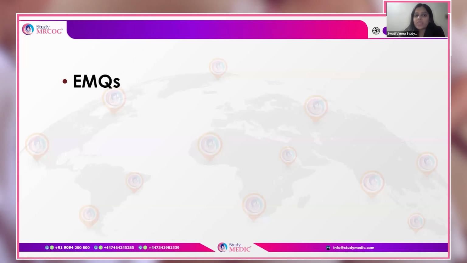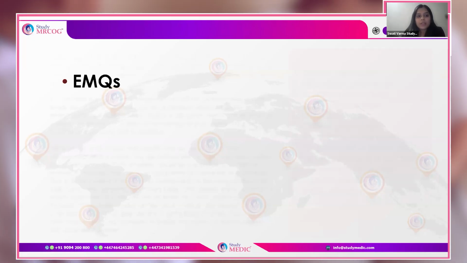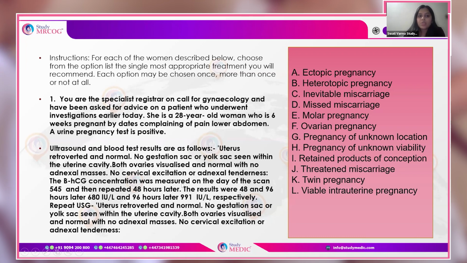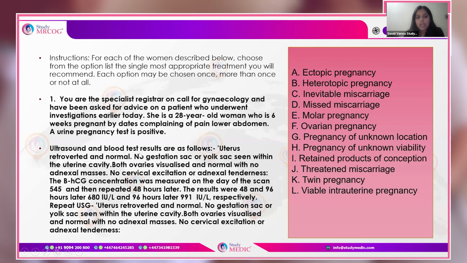All right, so now let's start with the EMQs part. Let's come to the first EMQ. For each of the women described below, we have to choose from the option list the single most appropriate diagnosis or treatment. You are the specialist registrar on call for gynae and have been asked for advice on a patient who underwent investigations earlier today. She is a 28-year-old woman who is 6 weeks pregnant by dates, complaining of pain in the lower abdomen. A UPT is positive. Ultrasound and blood tests are given to us.